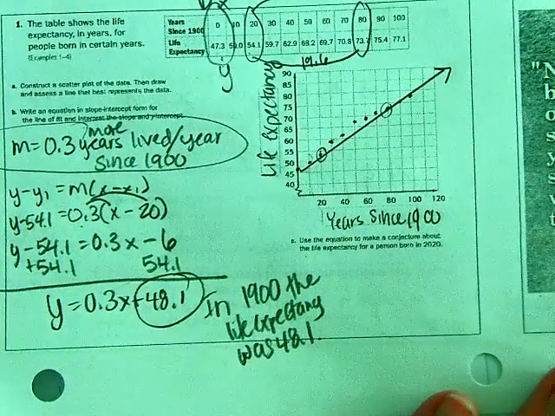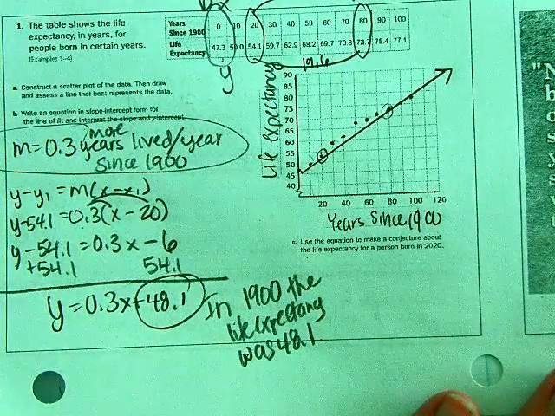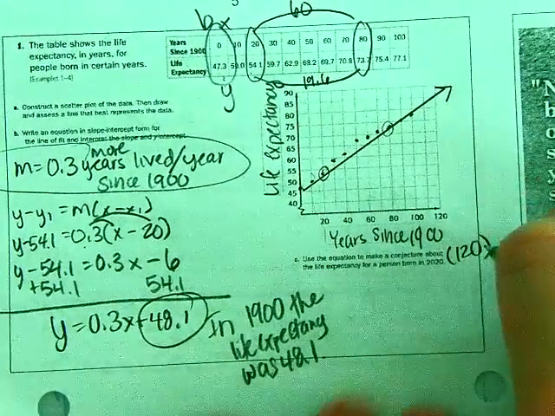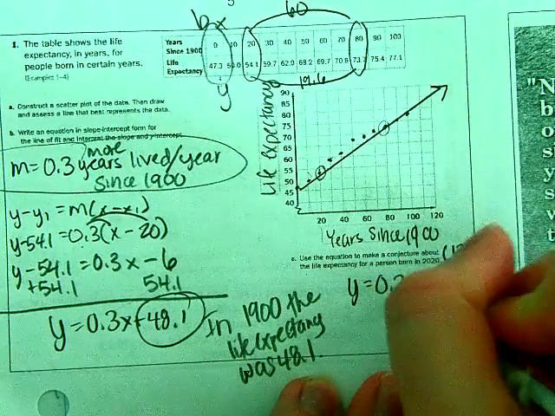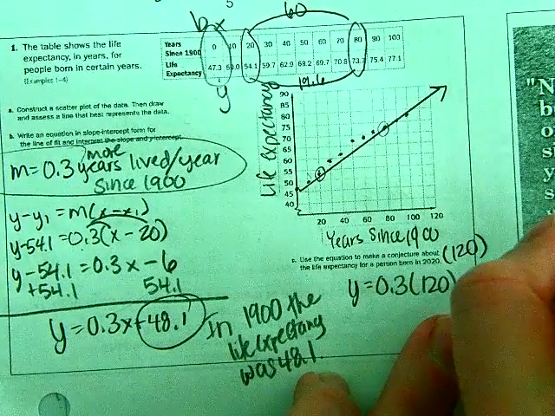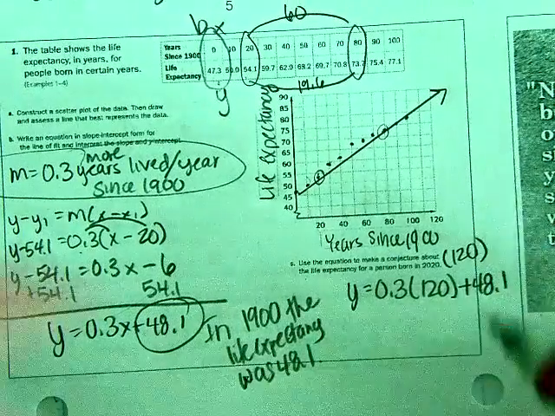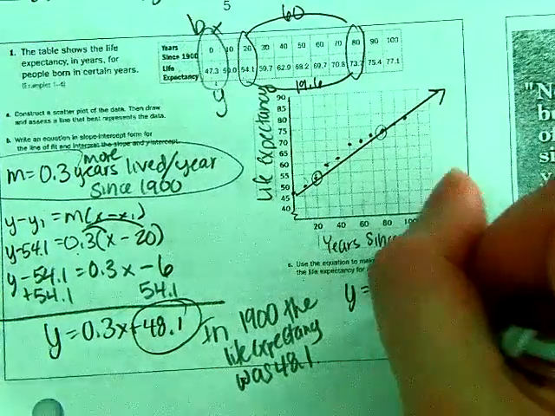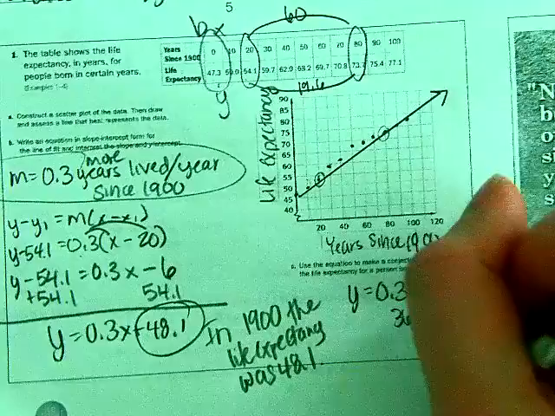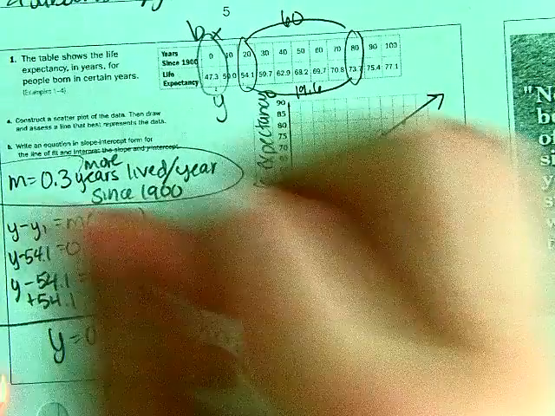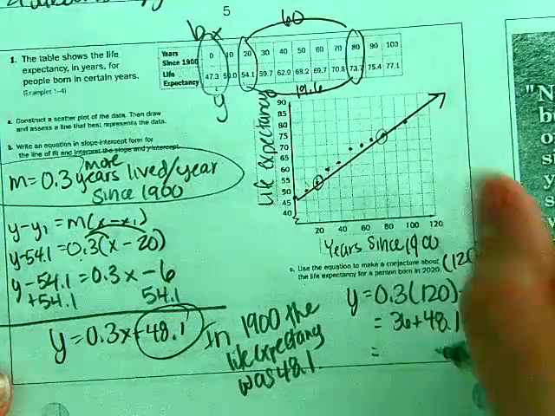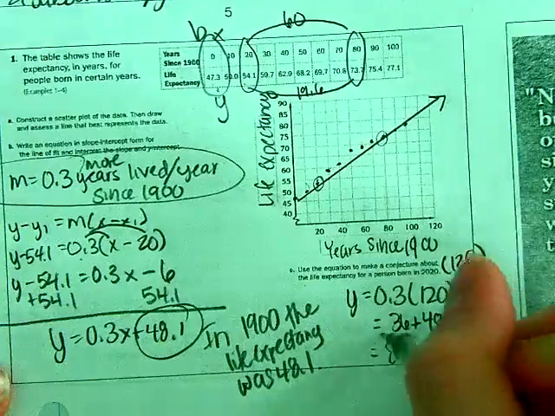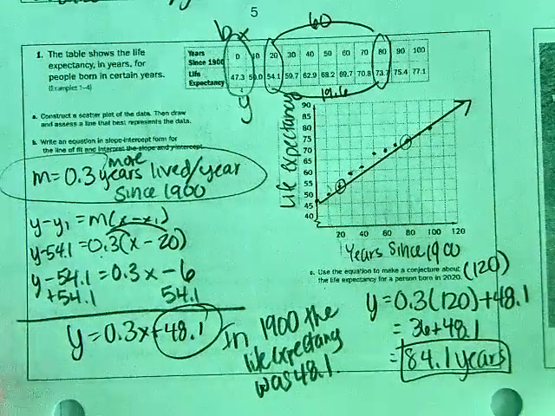And then letter C says, use the equation to make a conjecture about the life expectancy for a person born in 2020. So in the years since 1900, this would be 120 years. So using our equation, 0.3 times 120 plus 48.1. So 0.3 times 120 is 36 plus 48.1 is 84.1 years old. And we'll probably get there.